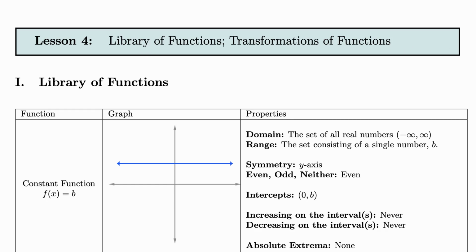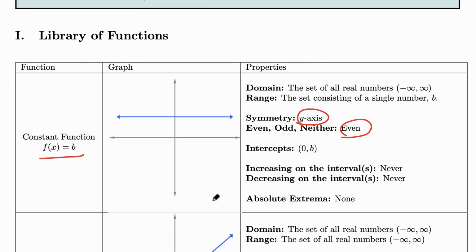Library of functions. These are the basic functions. First one, just a horizontal line, so y equals b or f(x) equals b. You can read the domain of this graph, range, what type of symmetry it has. It's an even function and it's got y-axis symmetry, etc.